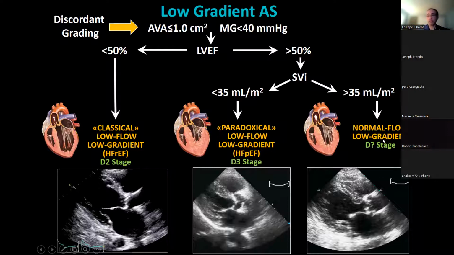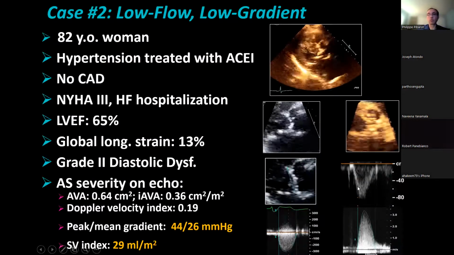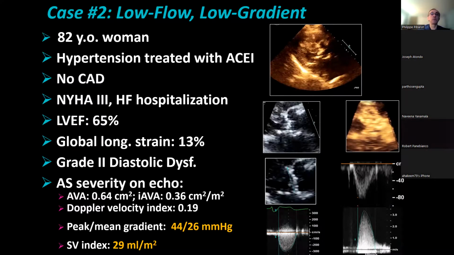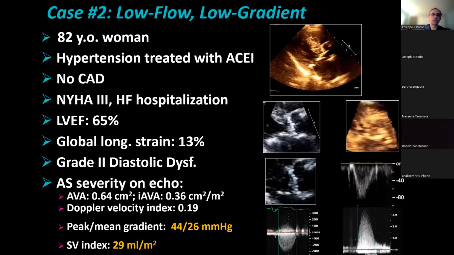And then there is another category that we won't have time to discuss today, and they are not really well addressed in the guidelines, and that's what we call normal flow, low gradient. These are patients who have preserved EF, normal flow, at least according to stroke volume index, but they still have this embarrassing discordant grading where you have a small valve area but with a low gradient. So this is an example of a patient with paradoxical low flow, low gradient AS, an 82-year-old woman. This entity is indeed more frequently seen in elderly people with often concomitant hypertension, such as in this patient.